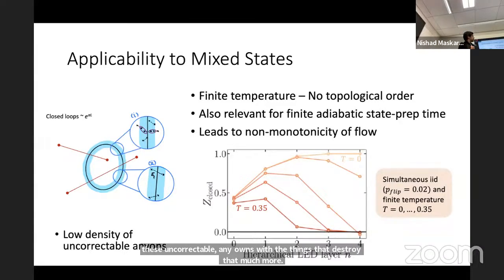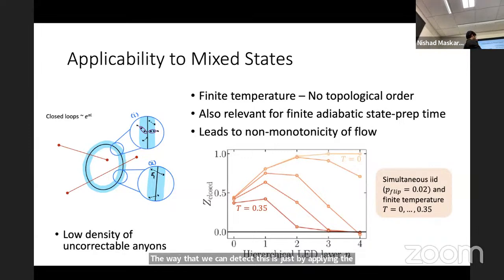And how do you identify what is correctable? Is it based on distance? Good. So let's say we have some finite density of uncorrectable anyons, like in this finite temperature case. The way that we can detect this is just by applying the LED procedure many times. If there's a finite density of uncorrectable anyons in the system, eventually our Wilson loops will start to go back towards 0. So that's how we're detecting the uncorrectable anyons. We're applying the LED flow, and we're seeing that the flow will eventually turn around and go to 0.